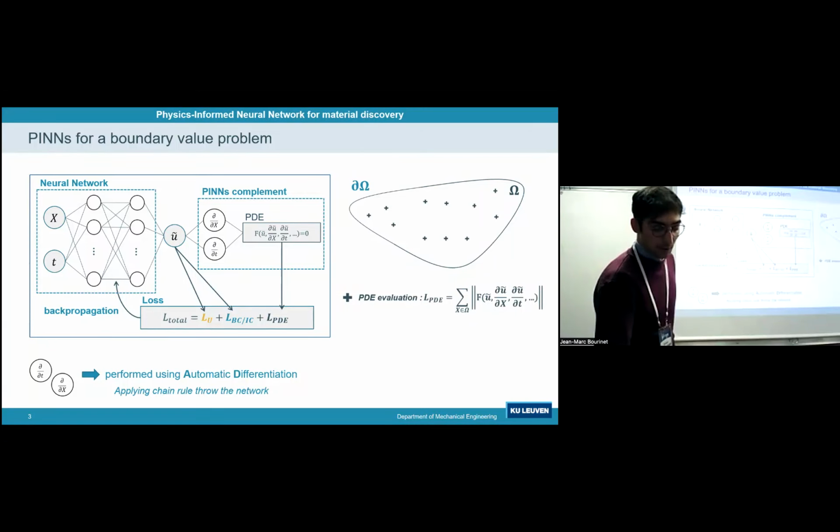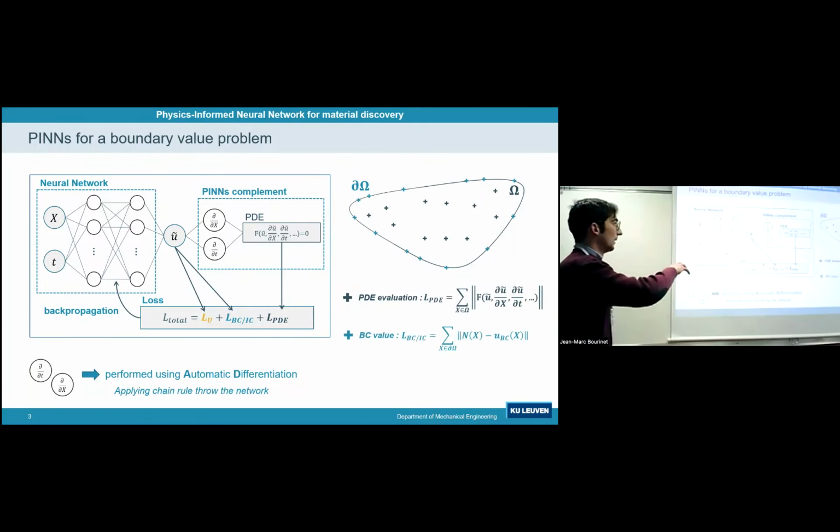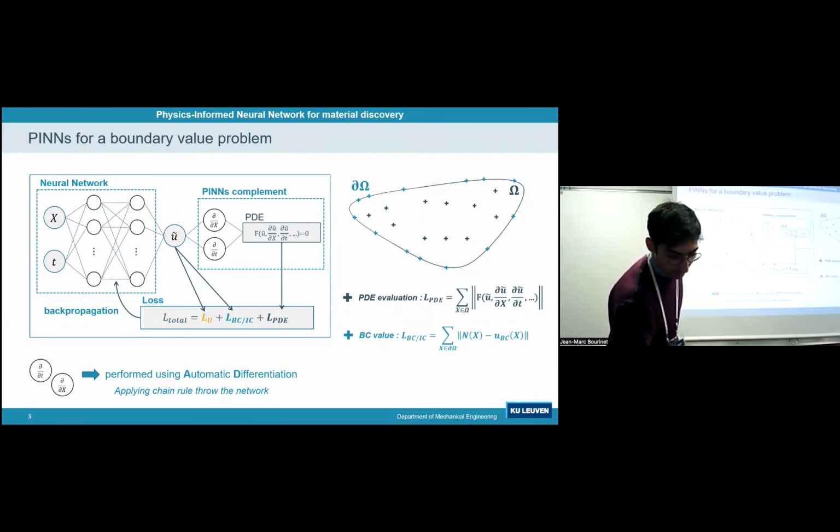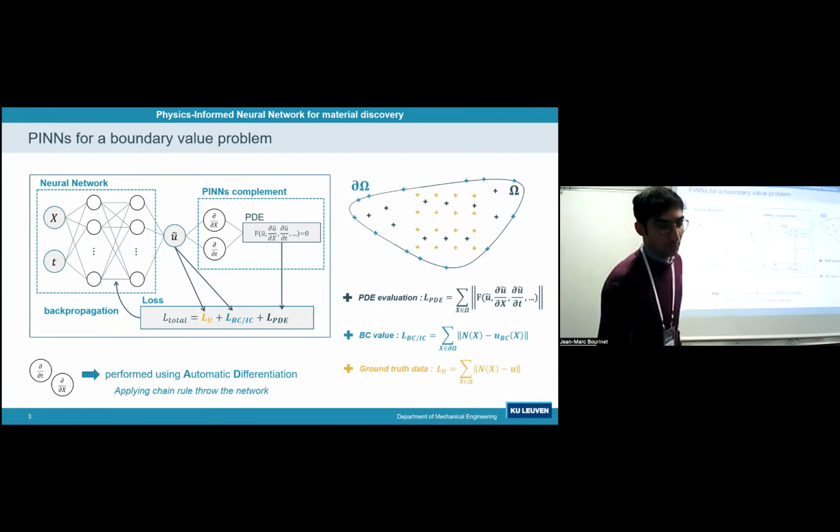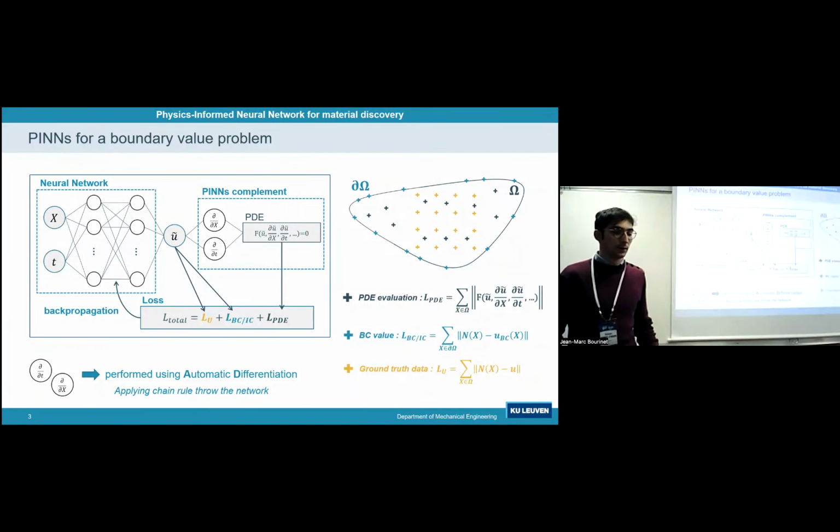You can also do the same with the boundary condition. You evaluate your approximator on the boundary and you compare it with the known boundary value, the boundary condition. And on top of that, if you have some measurements, you can also compare the approximator to this ground truth reference. And you want to minimize all those loss terms so that in the end, if you reach convergence, you have a model that is compliant with the physics, the boundary condition, and also the data. And you can also imagine adding some constraints the same way by adding some extra loss terms really easily.